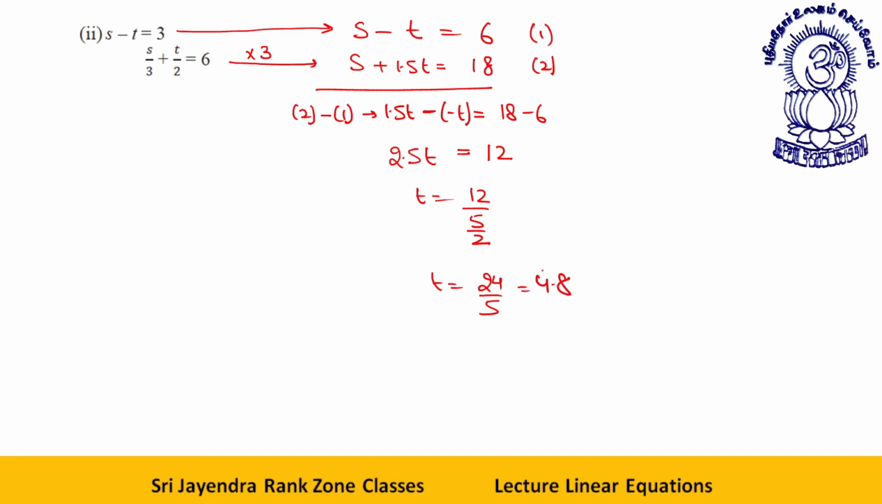This is t. So you have t is equal to 4.8 and s minus t is equal to 3, that is s minus 4.8 is equal to 3. This implies s is equal to 7.8. This is your answer, my dear students. Okay, cleared all of you? Fine, let's take the next one.